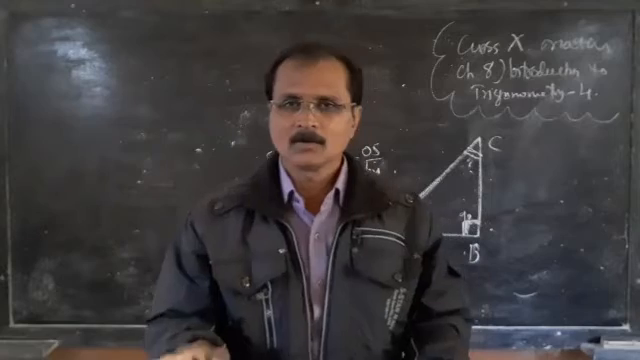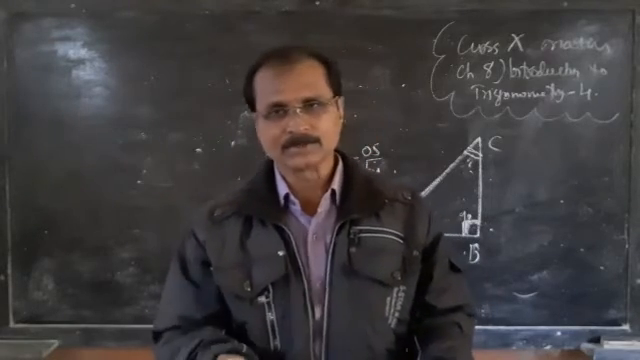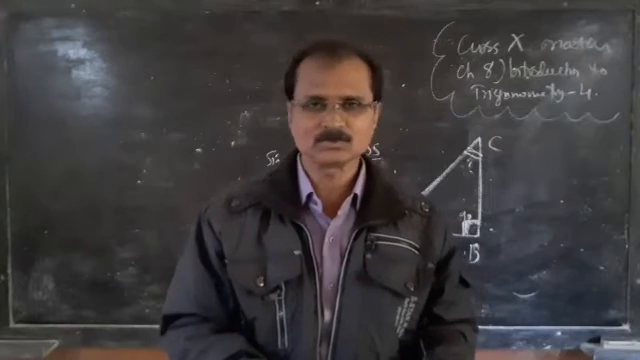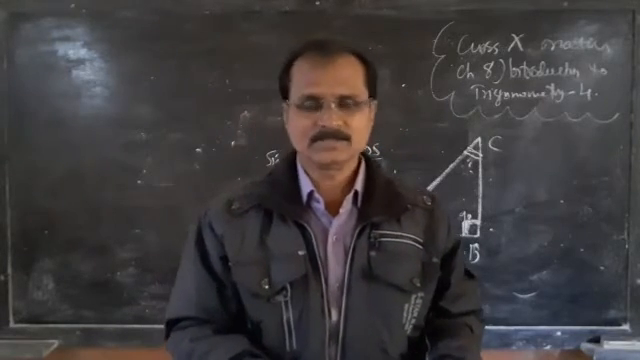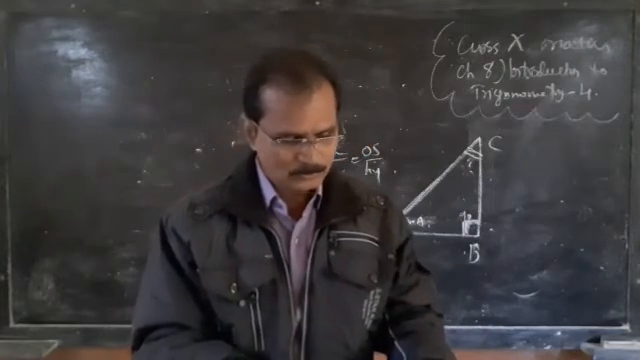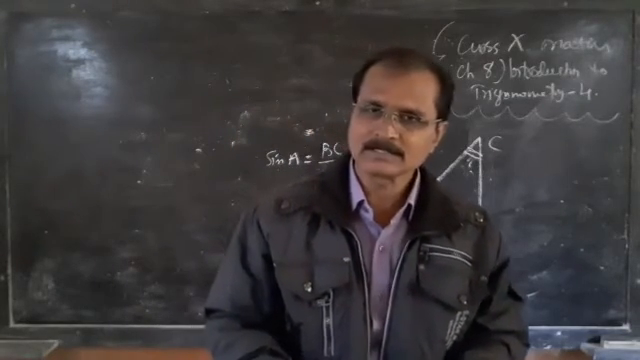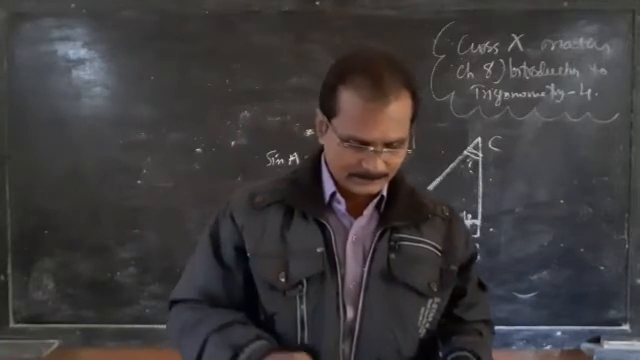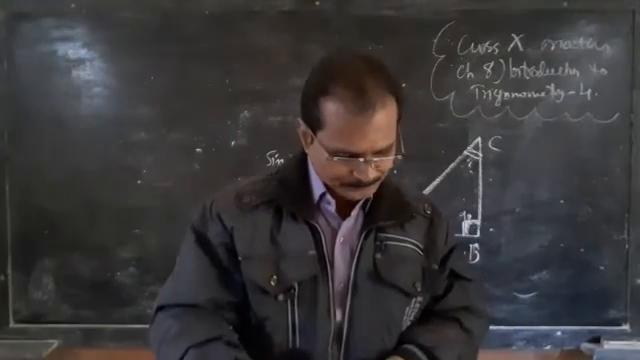Sin and cos: if it is cos then it becomes sin, if it is sin then it becomes cos. Tan and cot, these two are opposite. So tan 90 minus A equal to cot A and cot 90 minus A equal to tan A. And sec and cosec are related. So sec 90 minus A equal to cosec A and cosec 90 minus A equal to sec A.